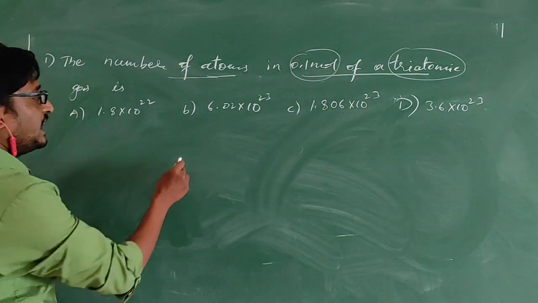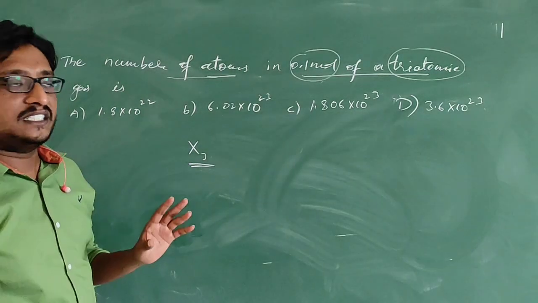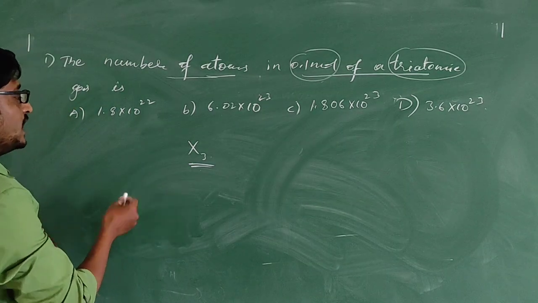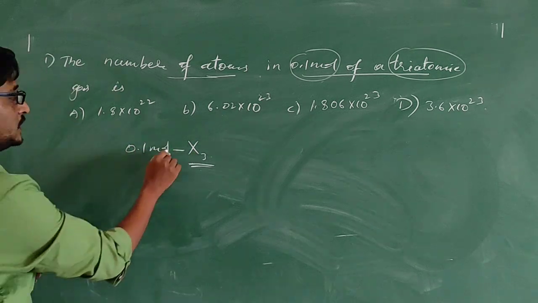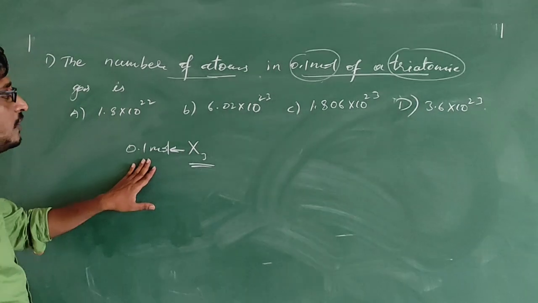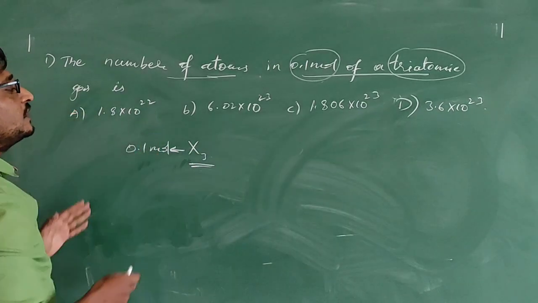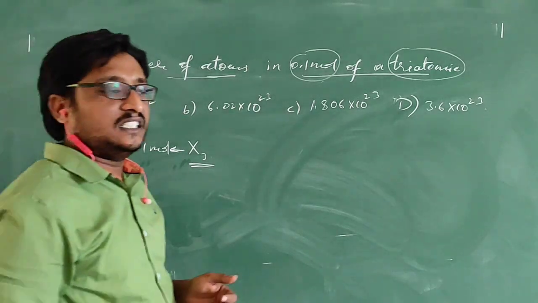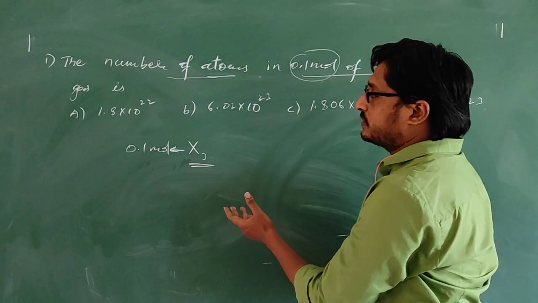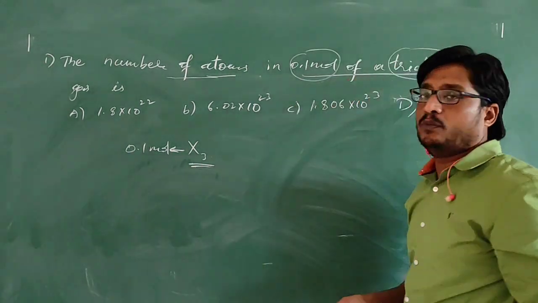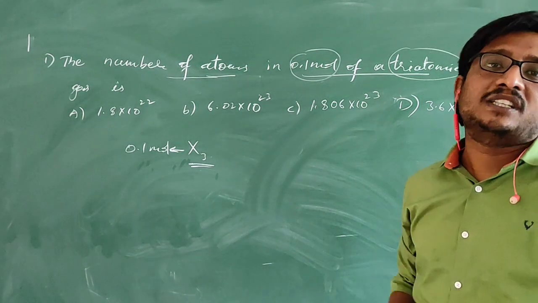Okay, let us think of our gas as X3. This is a triatomic gas. He has given the number of moles as 0.1 mole. So 0.1 mole of X3 gas is present. In 0.1 mole, how many atoms of X are present? In order to find that, first we need to know how many molecules of X3 are present in 0.1 mole. If we know that, then we can easily find how many atoms are present.